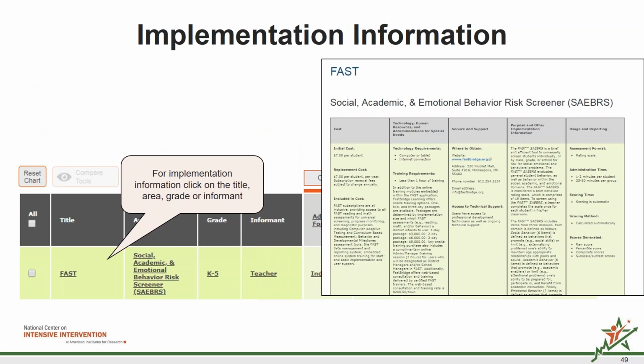The charts are also all interactive and have a lot of information on there. So if you click on the header, the title for the tool, you can learn a lot about the implementation information, the cost, the training requirements, the different types of support that are available, the contact information for the vendor, and so on.